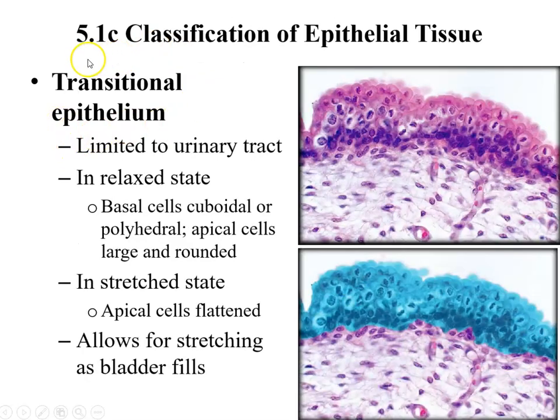And then there's transitional epithelium. So this is kind of a unique epithelium. It's stratified. It's limited to the urinary tract. And you'll see in a relaxed state, the basal cells are cuboidal or polyhedral, while the apical cells are large and rounded. And in a stretched state, these apical cells will become flattened, and this allows for stretching as the bladder fills. And I'll show you what I mean here.